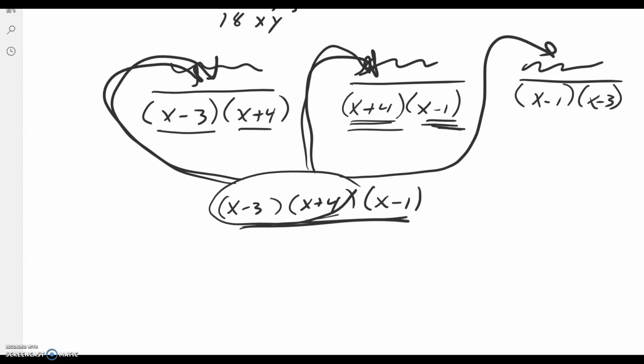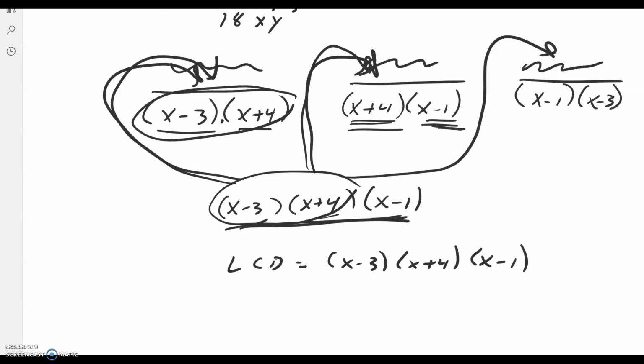What happens if you put them up here? Does it cancel these two? Yes, it's got an x minus 3 and an x minus 1. So the least common denominator is x minus 3 times x plus 4 times x minus 1, because this is the smallest group of factors that can cancel these two when placed above them, can cancel these two when placed above them, and can cancel these two when placed above them.